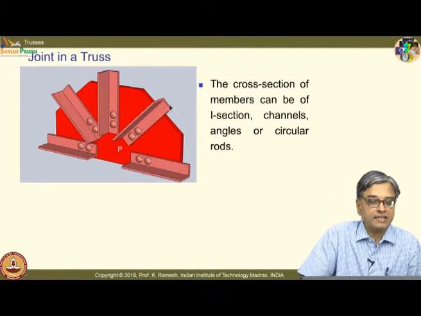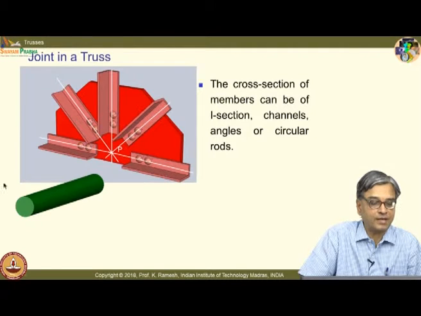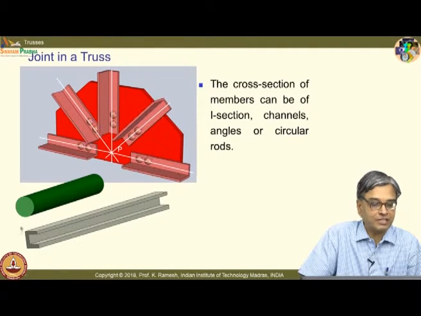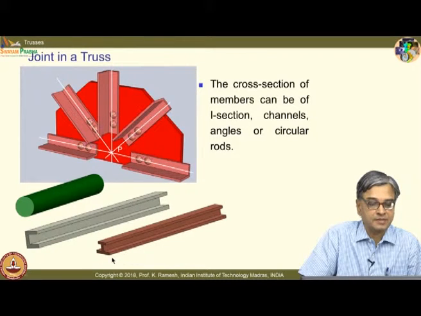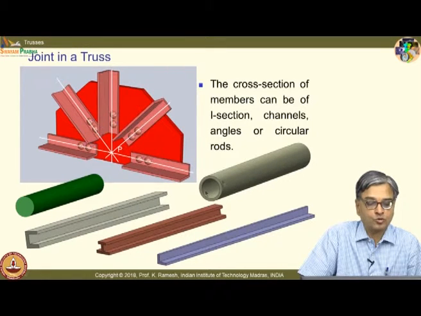You have seen that these are L angles in engineering terminology. The cross section could be different for different applications. It can be an I section, it can be channels, angles, or circular rods. That is what you see here. I could have a circular rod, I could have a channel, I could have an I section, and I could have an L angle like what we have seen here, or it could also be a hollow tube.